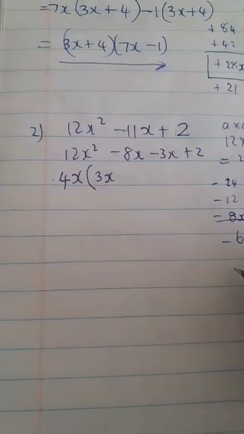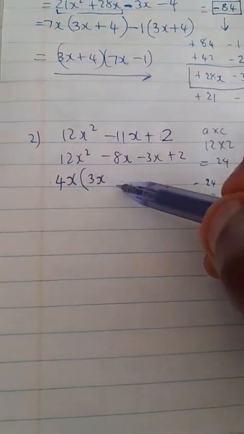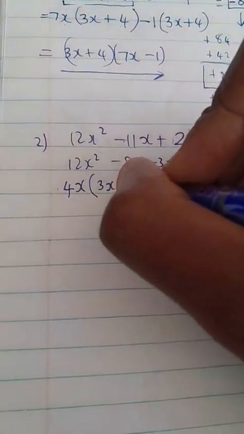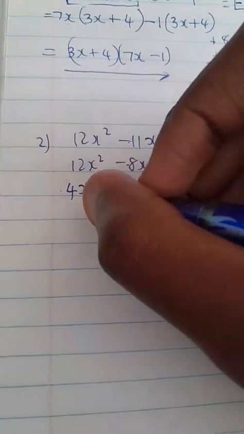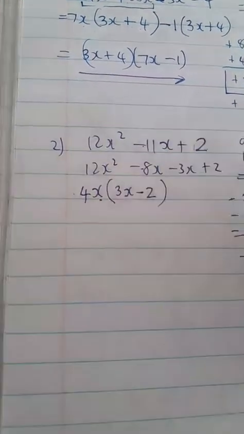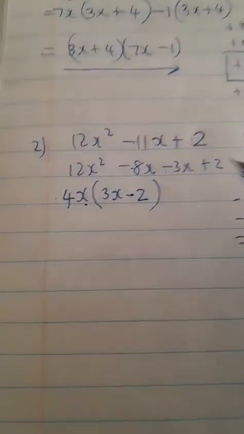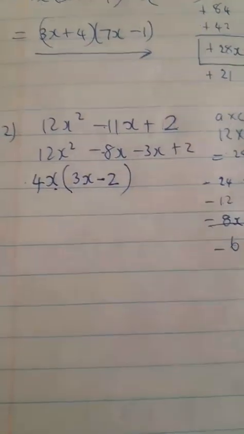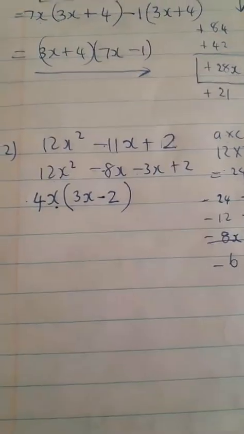Then 4x times what gives me negative 8? A positive times what gives me a negative? It's a negative. 8 divided by 4 gives 2. We took out an x, do we need to add another one? Definitely not. First bracket, 3x minus 2. What are we expecting with the last bracket? We're expecting to have 3x minus 2 as well, because a common bracket should arise.